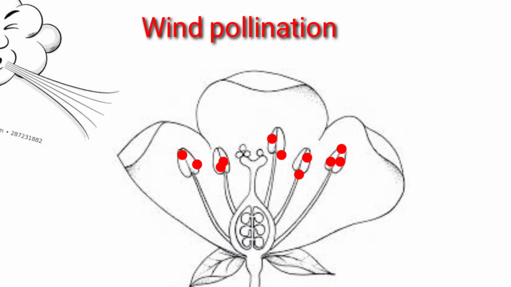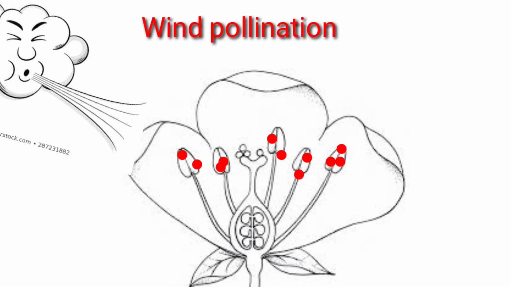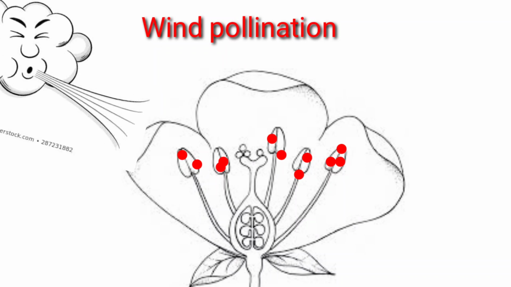Not just that, the transfer of pollen can also happen by the help of wind. When wind blows, it can make the pollen transfer from the anther to another flower. This is known as wind pollination.